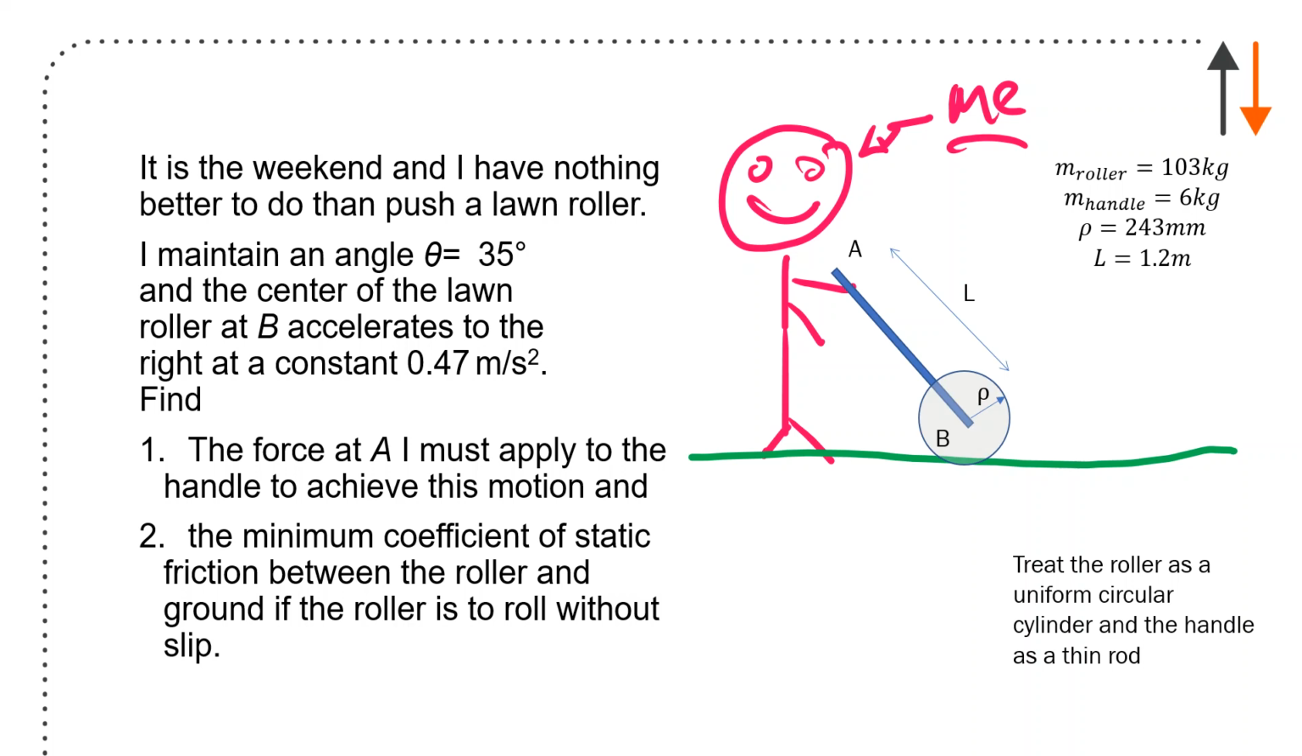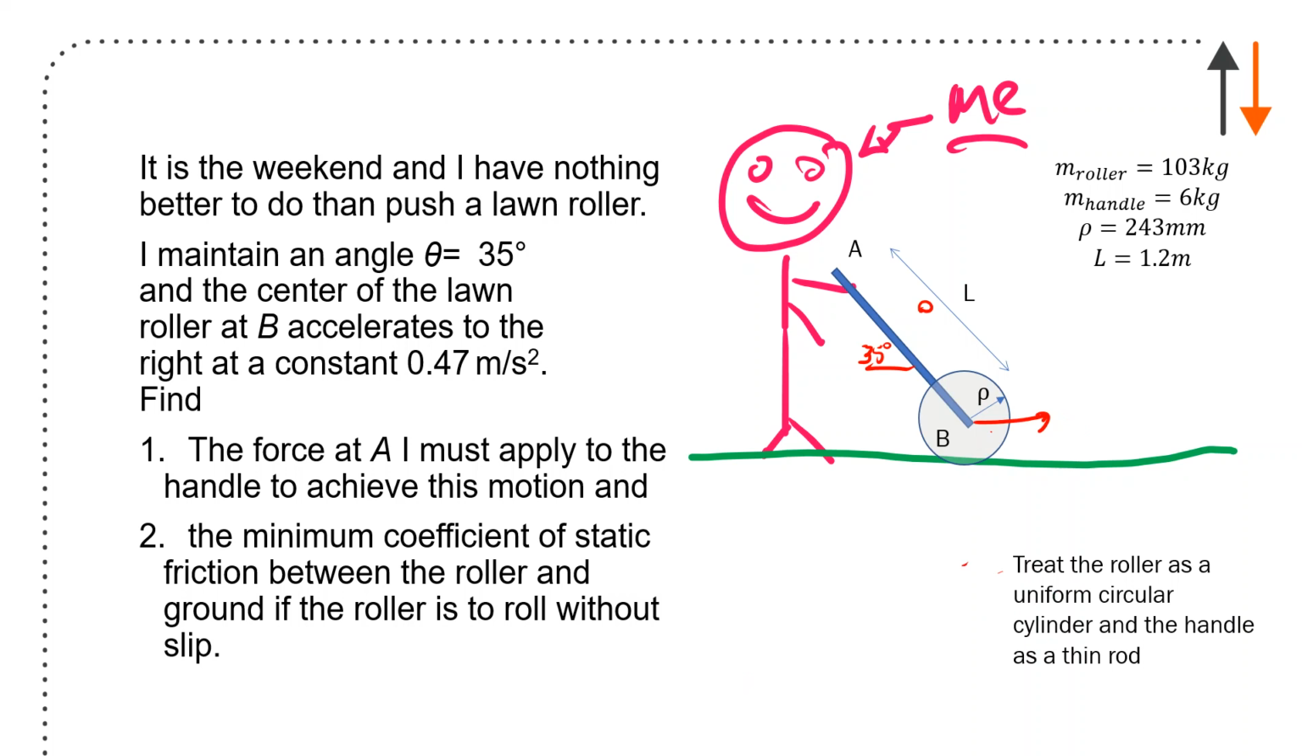On a weekend I have nothing better to do than push a lawn roller. A lawn roller is a device with a very heavy weight on it and a handle. The mass of the roller is 103 kilograms, the mass of the handle is 6 kilograms. Rho equals 243 millimeters, L is 1.2 meters. I maintain an angle theta of 35 degrees, and the center of that roller is going to accelerate at 0.47 meters per second squared.